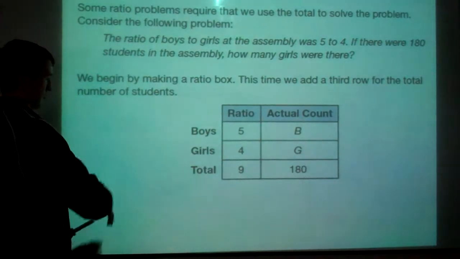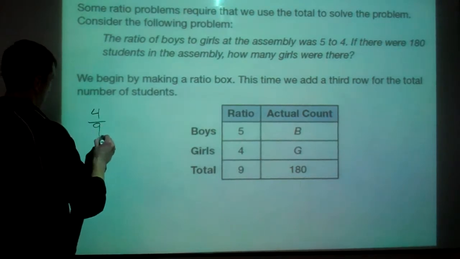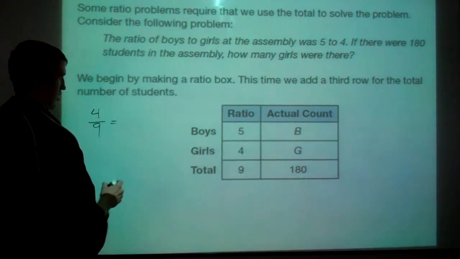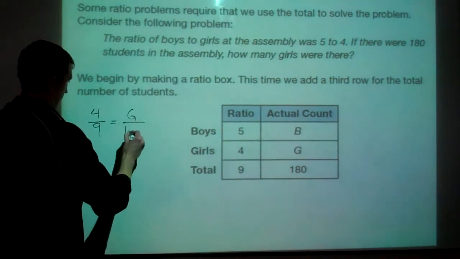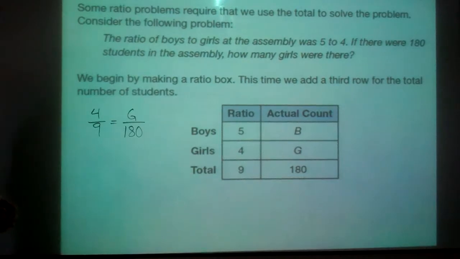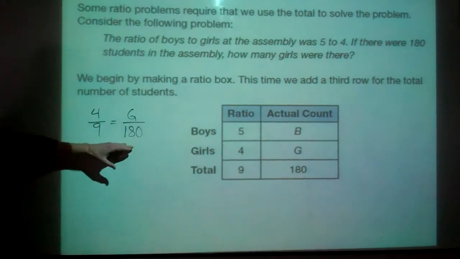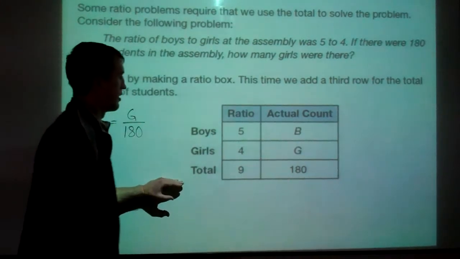So if I take that information out again, I have 4 over 9 equals G over 180. Okay, so we have that proportion set up now. Two ratios that are equal to each other. And we could go ahead and do our cross multiply divide if you want. 4 times 180 divided by 9, that'll give us how many girls there are.